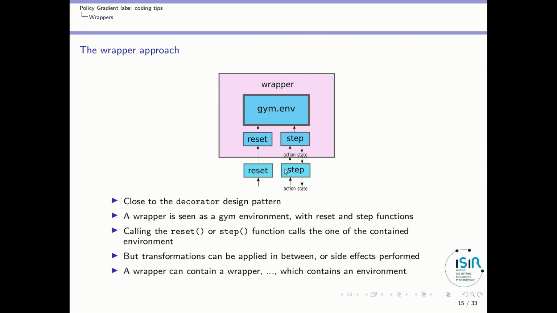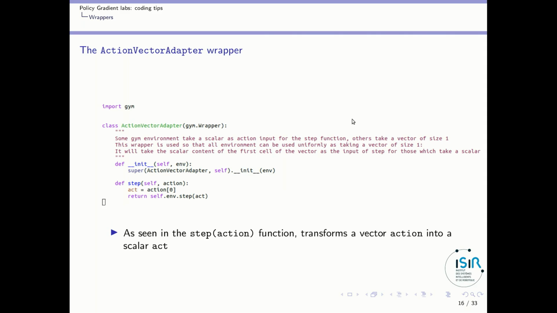And what's interesting is that since a wrapper is an environment, a wrapper can contain a wrapper, which can contain a wrapper, which can contain a wrapper, etc., which finally contains an OpenAI gym environment. And this way of coding is often used by libraries that develop reinforcement learning code. So now I will show you a small list of the wrappers that I am using.